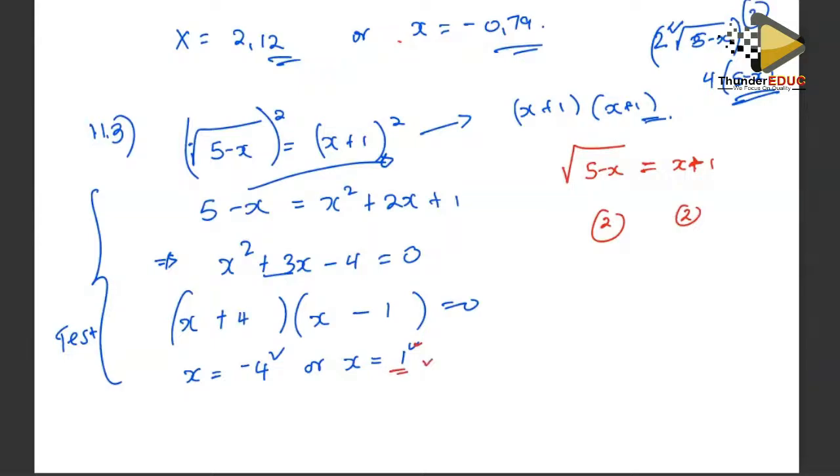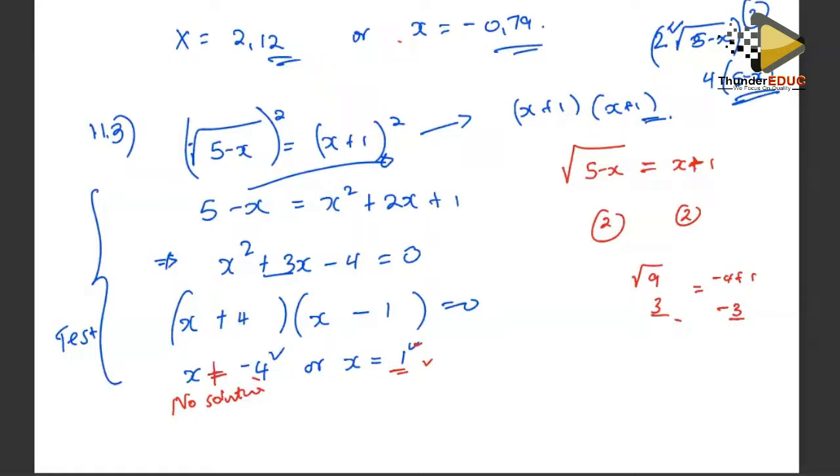Let's try with negative 4. So 5 minus minus 4, that's going to give us the square root of 9, which gives us a 3. On the right-hand side, negative 4 plus 1 gives us a negative 3. These two are different. So we cross this out, or you can say it's not a solution or something like that. For as long as you indicate to us that this number cannot be taken into consideration, then you get all the full marks.